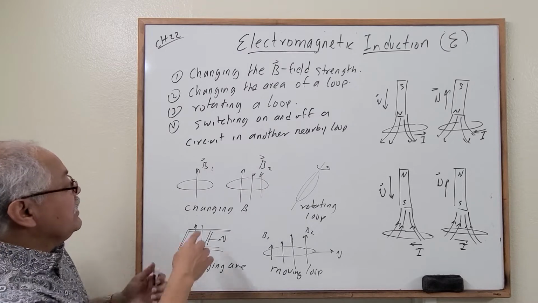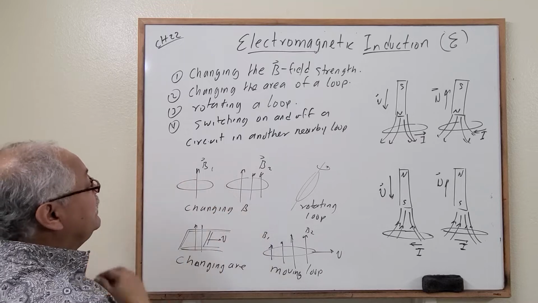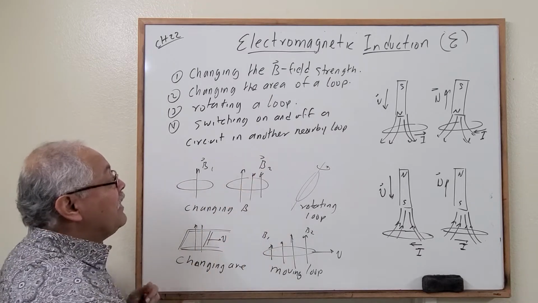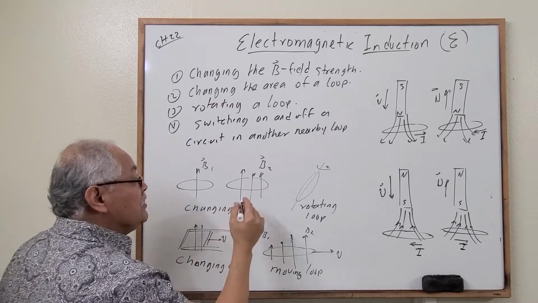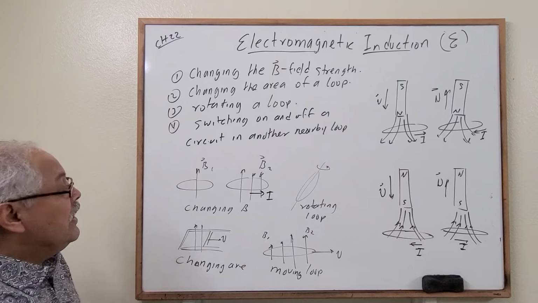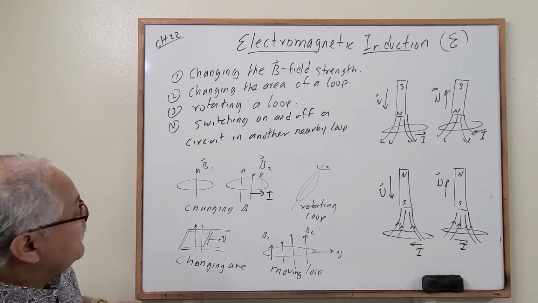We can do it this way. At the beginning, we have this magnetic field. This is the loop by the circuit. When we increase the magnetic field, we induce a current, right? A current is induced.